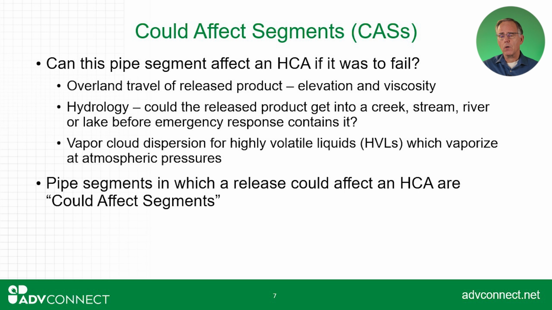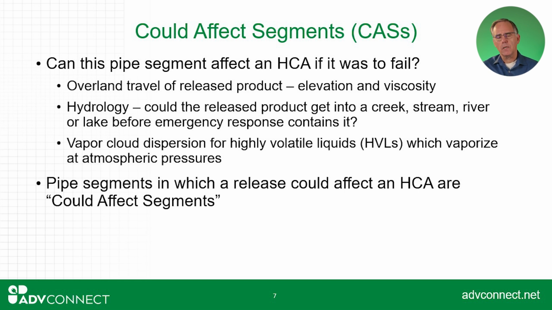But how far could it travel over land? That depends on how viscous it is, what the terrain is like, and what the elevation is. Then think hydrology. Maybe it travels down through a little bit of land and gets into a creek or a river or a stream. Where does it go from there? Perhaps it traverses a creek, and if it was to fail right there, it would drain right into the creek. And how far would it go before you could contain it and stop it? So all that is contained in spill modeling.